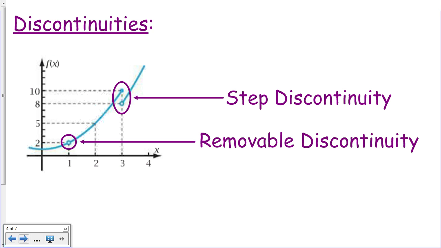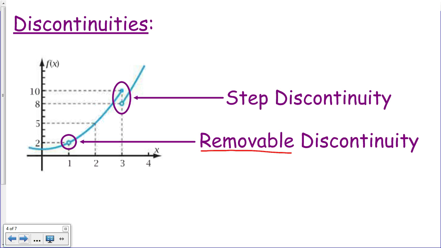The first discontinuity we saw at x equals 1 was what we call a removable discontinuity. Both these are discontinuities. This first one is called a removable discontinuity because we have just a single point that's been removed from this function. And if we substitute that point back in, we would no longer have a discontinuity. So it's called a removable discontinuity.